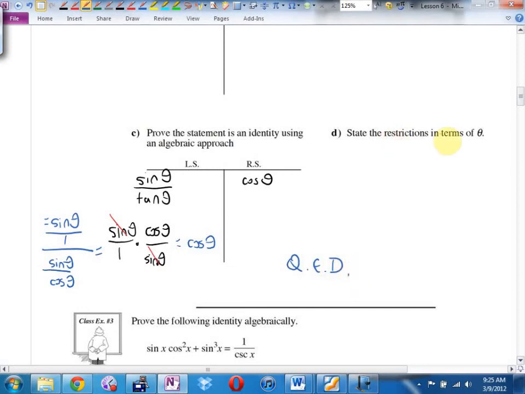D says, state the restrictions. Well, when I wrote everything in terms of sine and cos, the only thing that I had in the bottom of a fraction that wasn't a 1 was cos theta. So cos theta couldn't be 0.